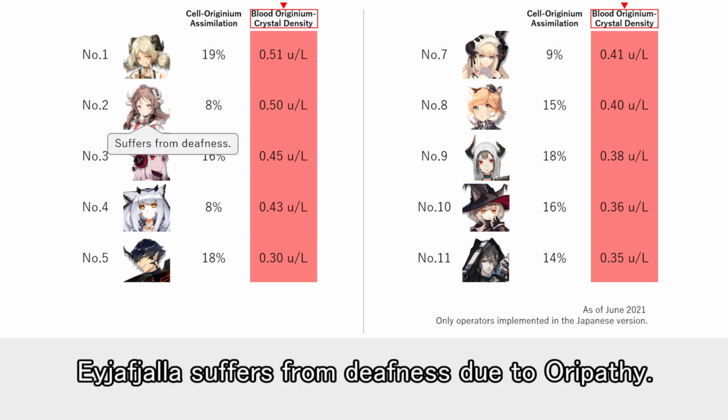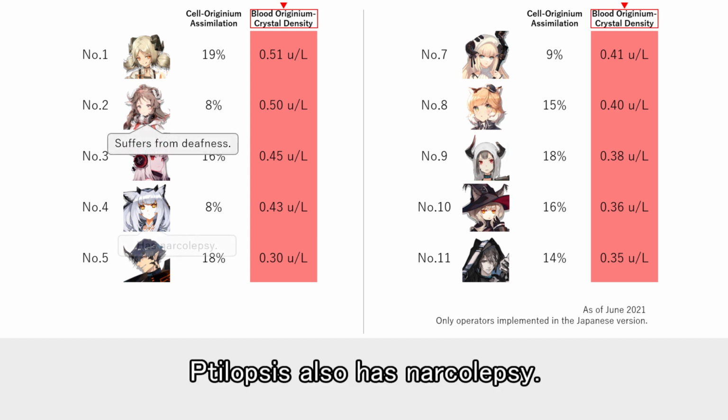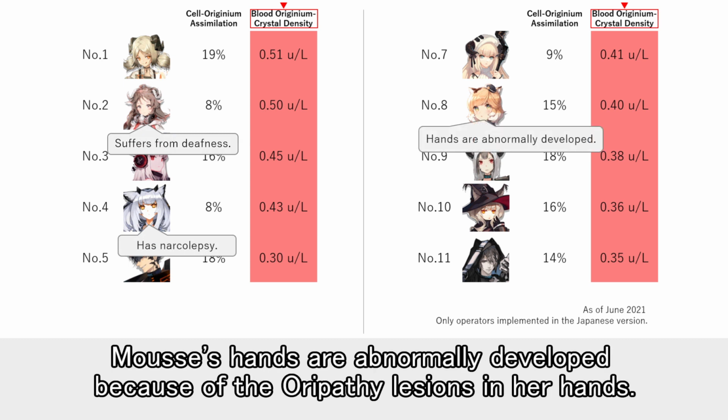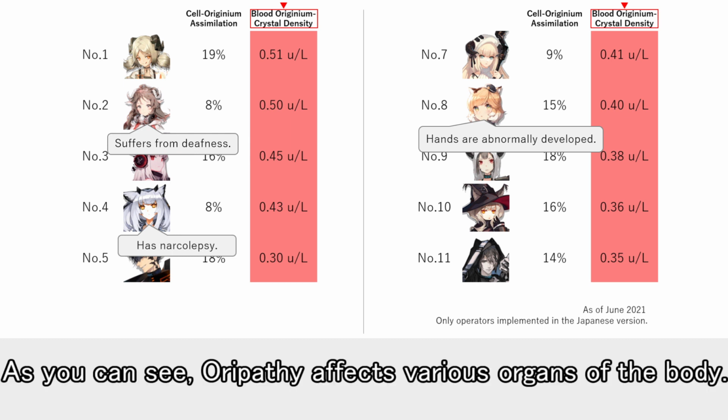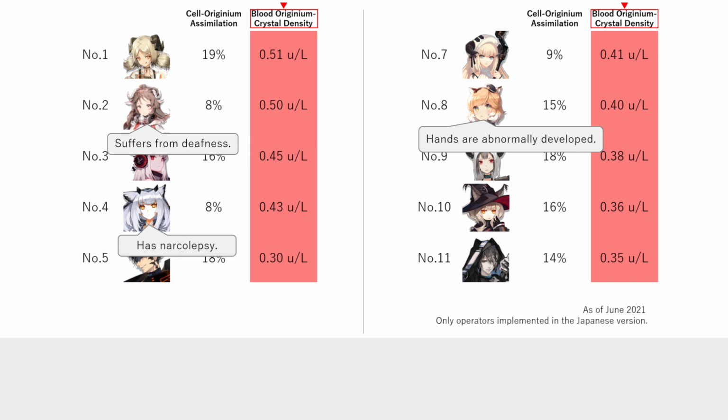Eyjafjalla suffers from deafness due to Oripathy. Tolopsis also has narcolepsy. Musa's hands are abnormally developed because of the Oripathy lesions in her hands. As you can see, Oripathy affects various organs of the body.